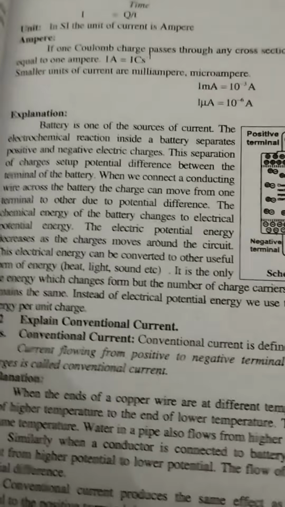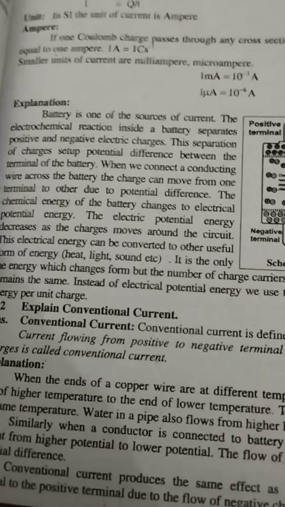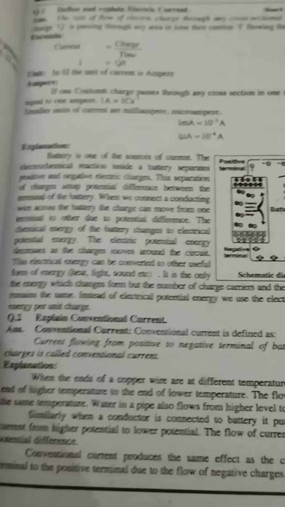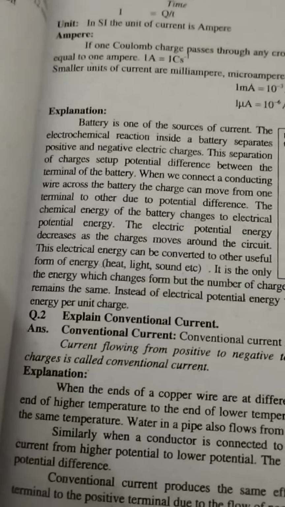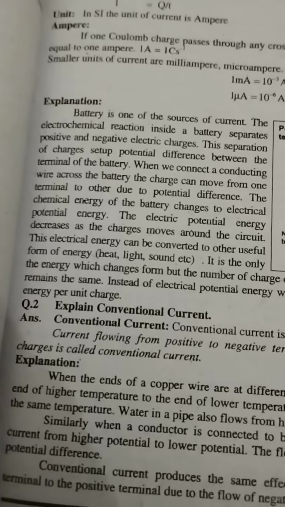Question number 2. Explain conventional current. Conventional current is defined as the current flowing from the positive to the negative terminal of the battery due to the flow of positive charges.